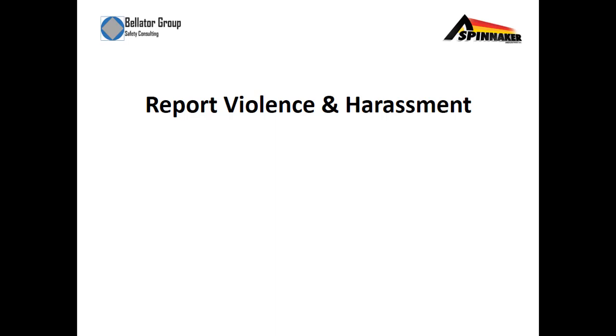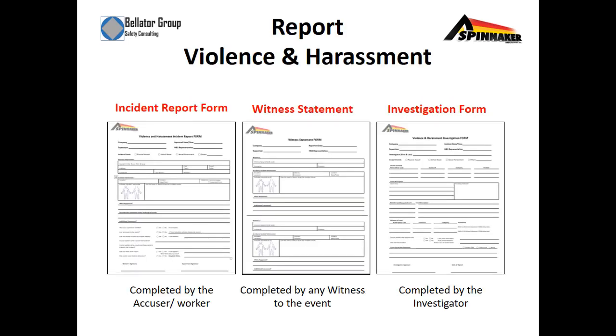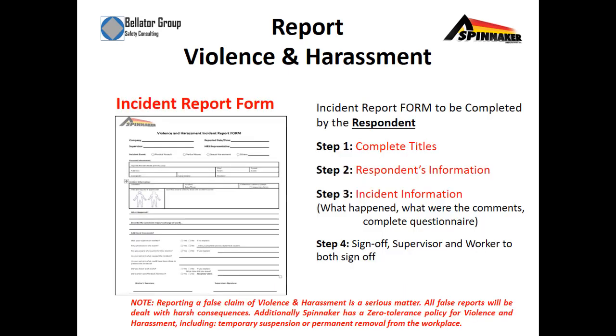Report incidents of violence and harassment. Spinnaker Industries provides incident reporting forms for any kind of violence and harassment that takes place at the workplace. They include an incident report form, a witness statement, and an investigation form. Let's review this a little more closely. The incident report form must be completed by the respondent. Their goal is to complete the titles, the respondent's information, and identify what happened, including any comments. Step 4, you want to sign off and review with your supervisor. All parties must sign off on the incident report form.